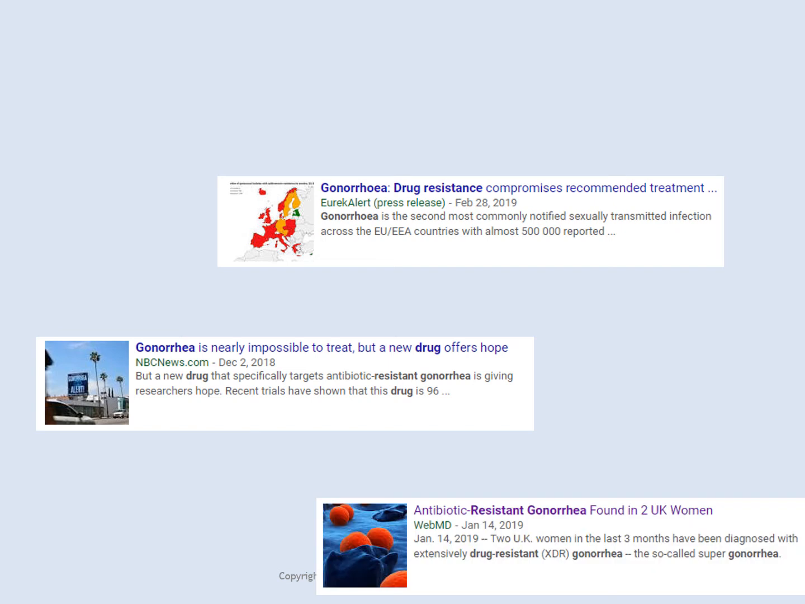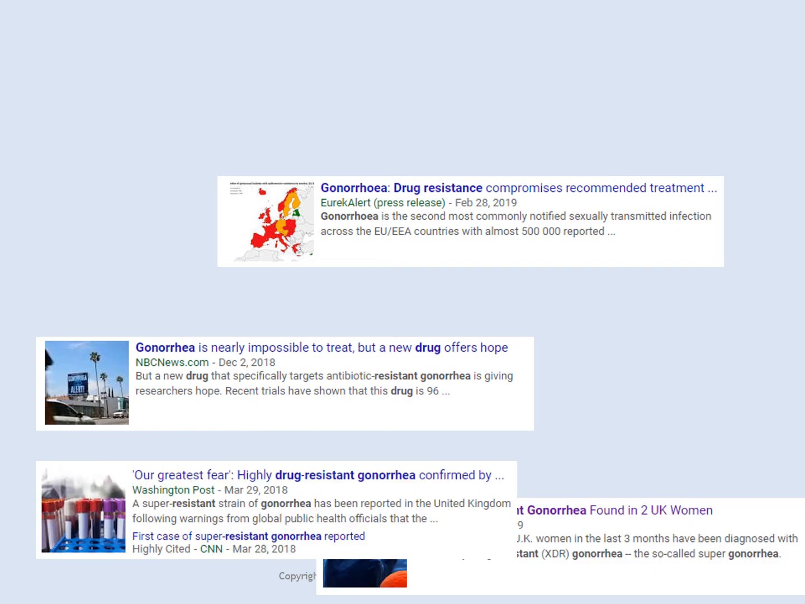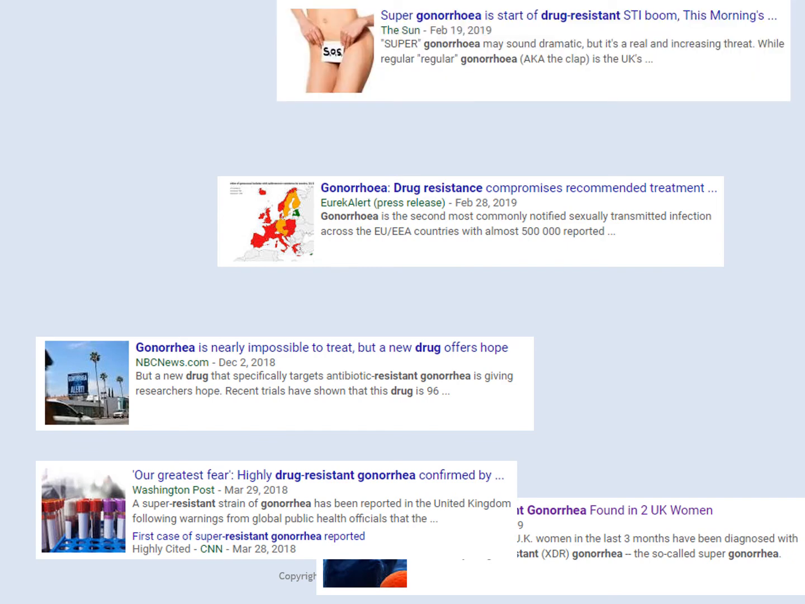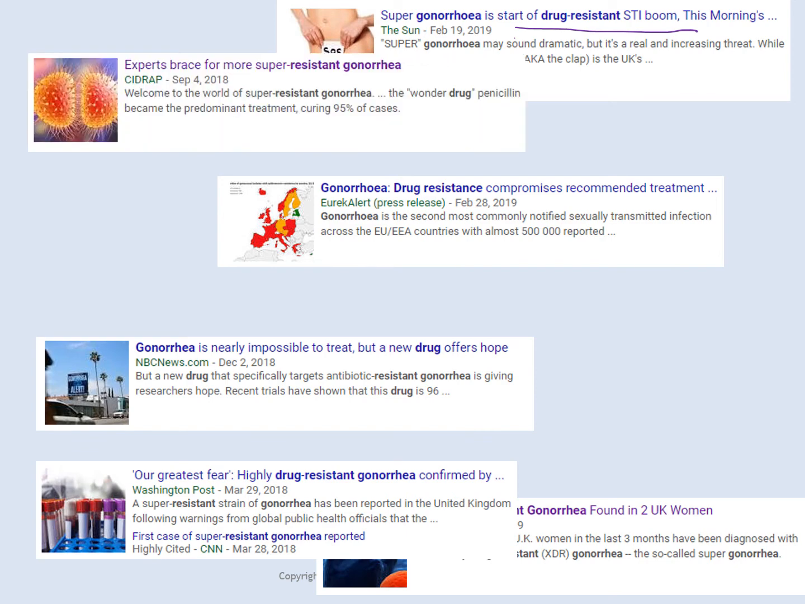Antibiotic-resistant gonorrhea found in 2 UK women, down there on the right. Our greatest fear, highly drug-resistant gonorrhea. I don't know what your greatest fear is, but that's their greatest fear. Super gonorrhea, start of a drug-resistant STI boom. And that's kind of important to point out. Gonorrhea is not the only one that's not going to be able to be treated by antibiotics. We're going to see the same issues with syphilis and chlamydia.